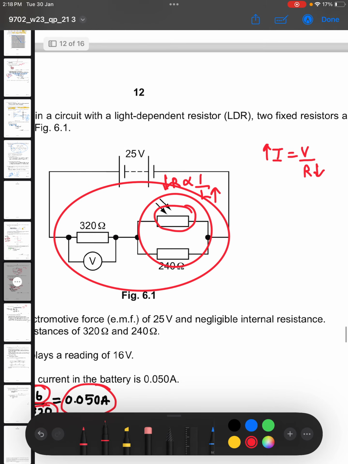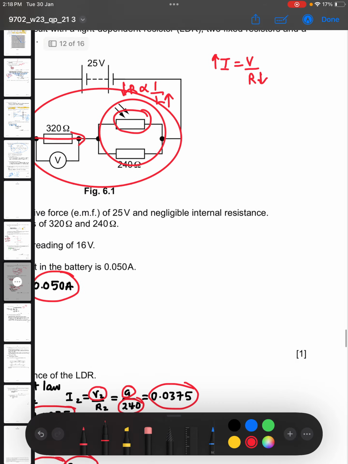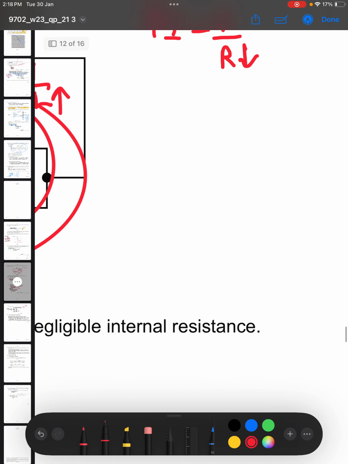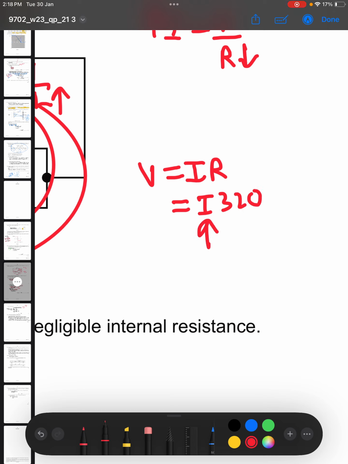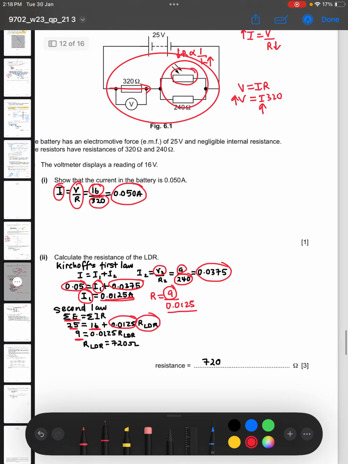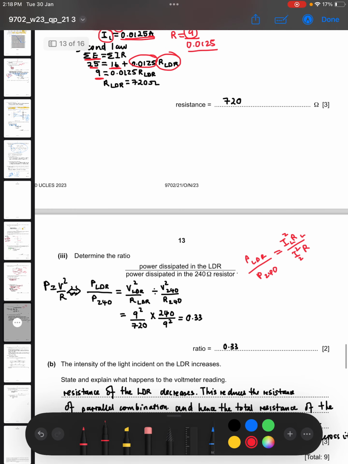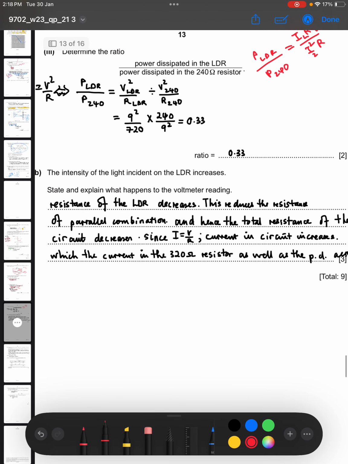But the current in the battery is also the current through the 320 ohm resistor. So if the current through the 320 ohm resistor has increased, then using this formula for the 320 ohm resistor, current times 320 ohm resistance, if the current has increased, then the voltage across the 320 ohm resistor has also increased. So the voltmeter reading has increased. So I shall read the answer.